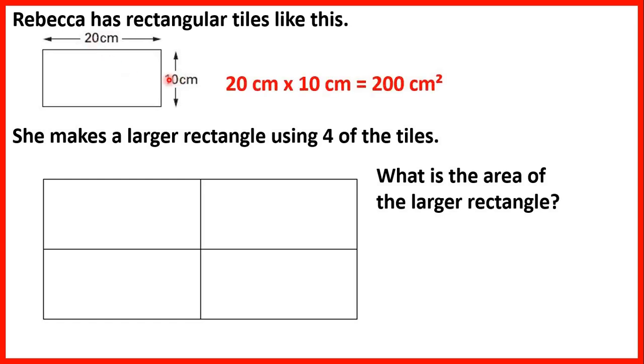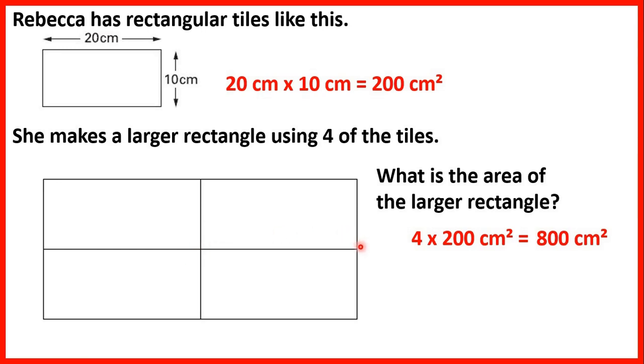So 20 times 10 is 200, which means the area of one tile is 200 centimeters squared. But here we have 4 tiles. So if we multiply the area of one tile by 4, 4 times 200 centimeters squared is 800 centimeters squared. So that's the total area of the larger rectangle.